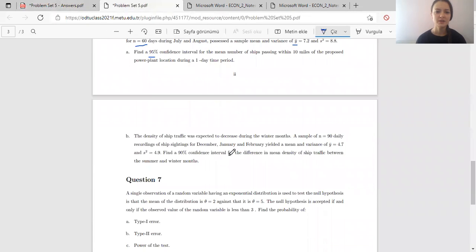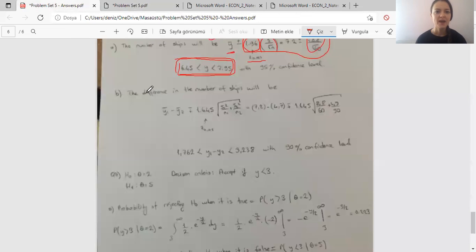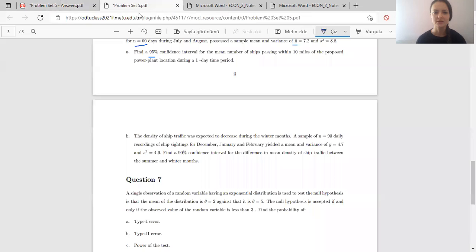And in part B, we have now two different samples. In the winter and summer, the number of ships passing through this shore changes. So we have two samples here, and we're asked to find the difference in the mean density of ship traffic.